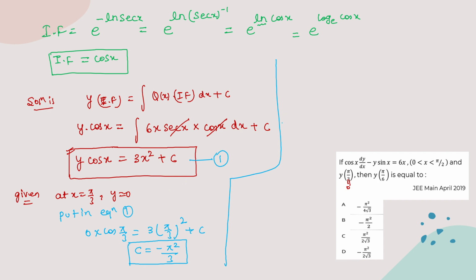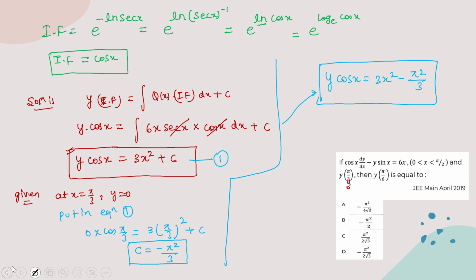So finally I will say that the equation will become y cos x is equal to 3x square minus pi square by 3. The c value we have written. Now we have been asked to find out, at x is equal to pi by 6, what is the value of y. So let's say this is equation 2. So put x is equal to pi by 6, then you will be getting the value of y. Okay, so here there is no place, so let's go to the next page quickly.